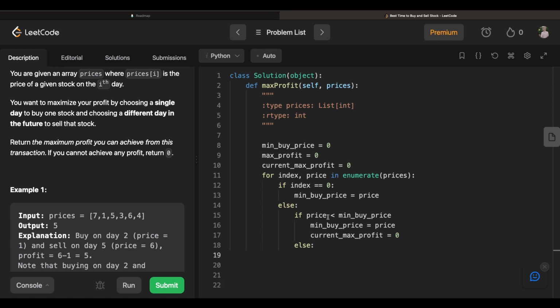What I'm thinking is, as we expand that window, we'll keep track of whatever the max profit we've seen is here. But then when we find a place that we need to change, we need to reset the min buy price, reset the max profit, and then say that the max profit equals the max of the current max profit, like this.